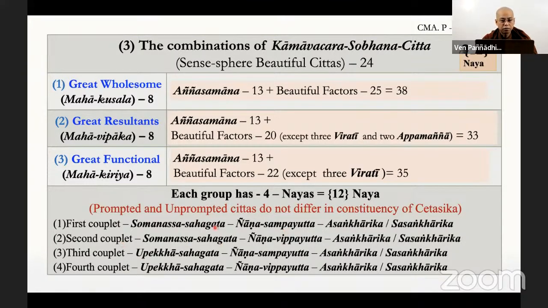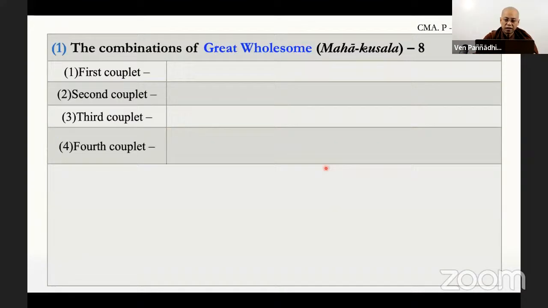The second couplet is the same. So piti, you don't need to consider the same feeling. And here, Jnana Vippayutta, that's why it is dissociated from jnana. So the wisdom faculty will be an exception. This is different from the first couplet and second couplet. So for the third couplet, because this is Upekkha Sahagata, the piti will not be there. And Jnana Sampayutta is associated with the wisdom faculty, Jnana Vippayutta dissociated from it. So if you know this, you can count all the numbers.